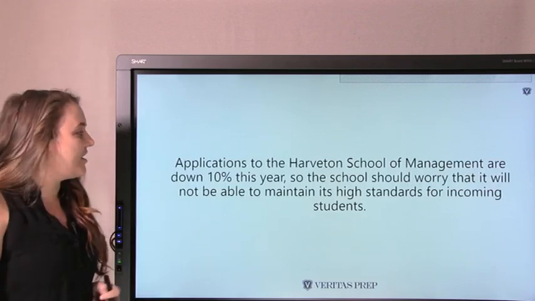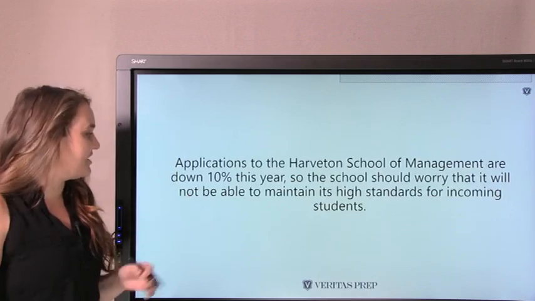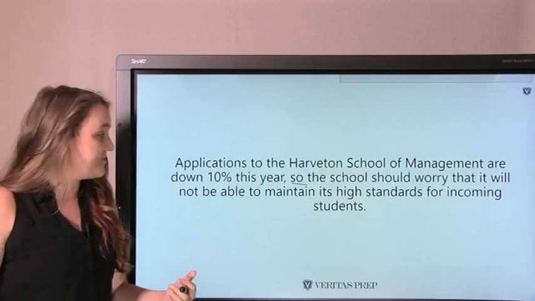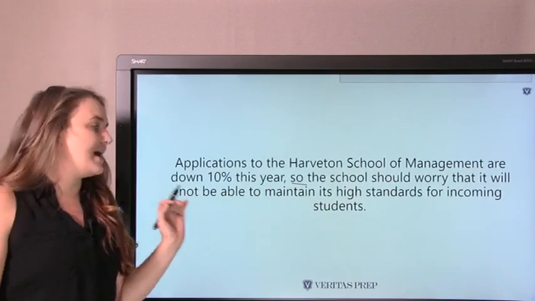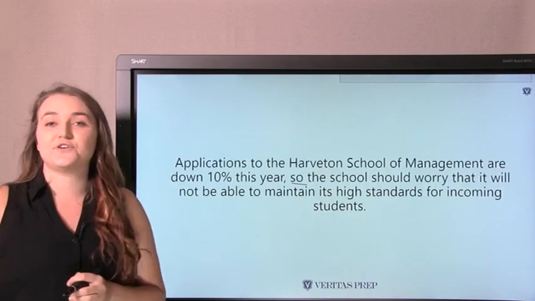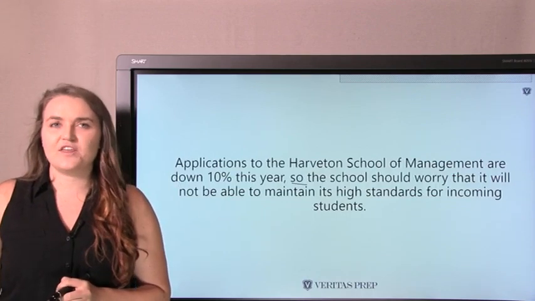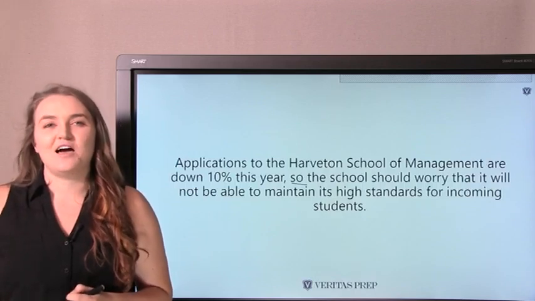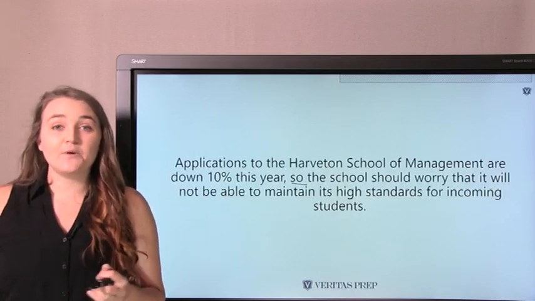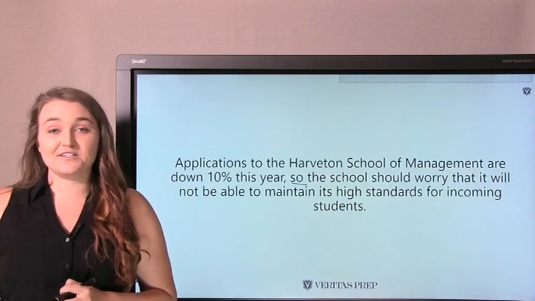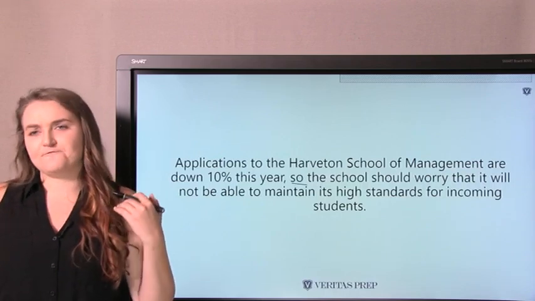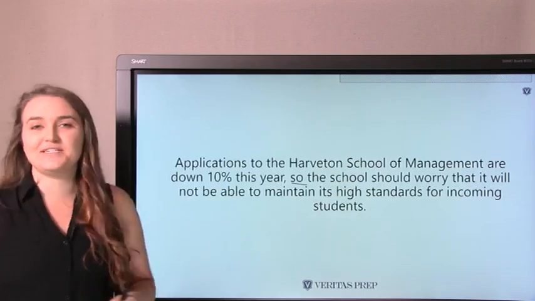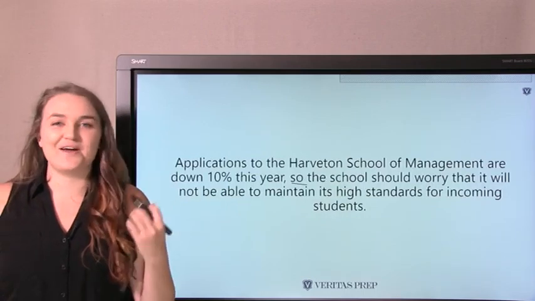So if I'm looking at this argument, applications to this School of Management are down 10%, so we've got some indicative conclusion language. The school should worry that it will not be able to maintain its high standards for incoming students. Anyone have any thoughts on what seems inherently or potentially a little flawed about this argument? And I will say there's not one right answer here. There are several ways that we can spin through this example and think about how this potentially has a flaw. Yeah, there we go, perfect.